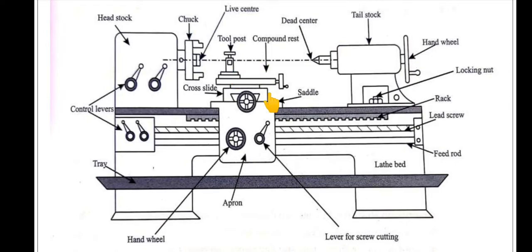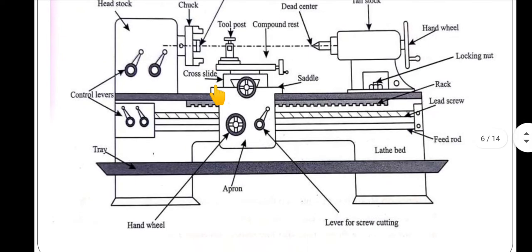So this is about the carriage assembly. And if you see here, there is a tray. The tray is placed here to collect the unwanted material which is removed from the workpiece in the form of chips. All that material goes and collects here, and later it will be removed. So this is about the lathe.